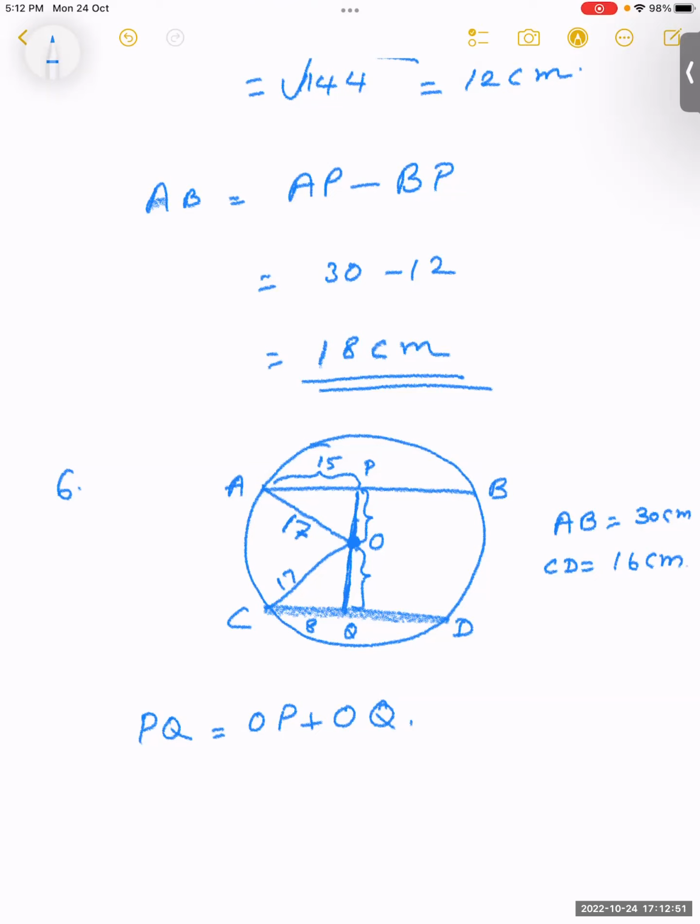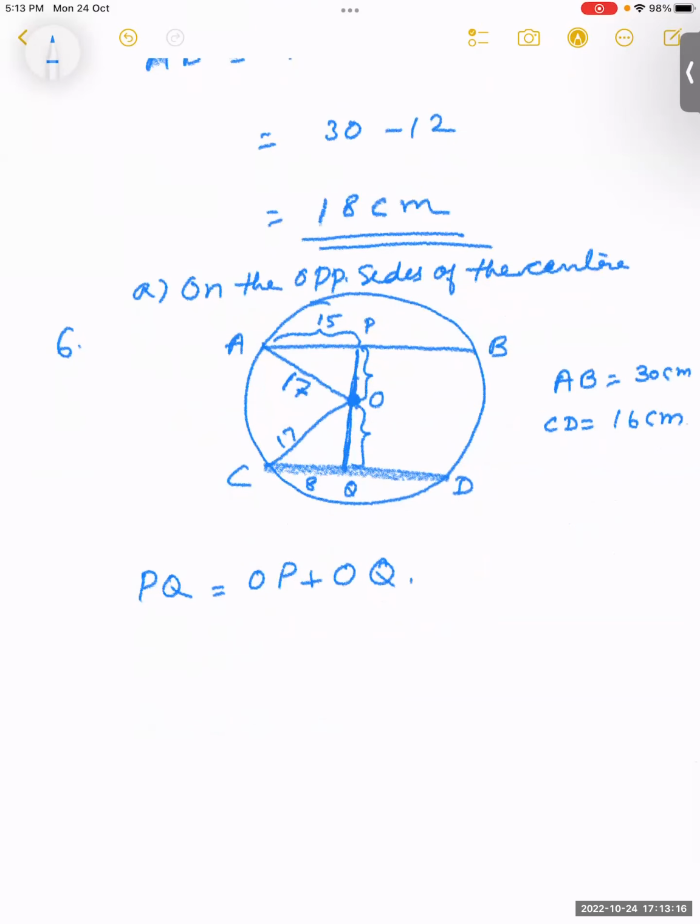They have asked two conditions. One is on the opposite sides of the center, the other is on the same side of the center. First part, the chords are on the opposite sides of the center here. So PQ will be OP plus OQ. Please go ahead and do that. Those who have completed, please tell me the answer.